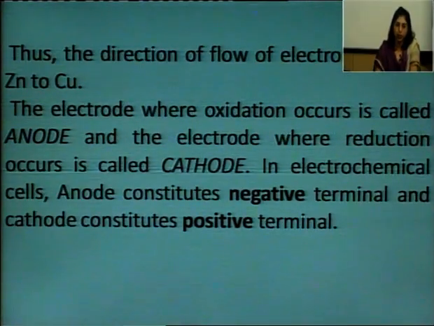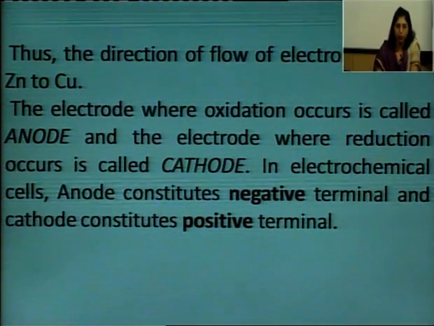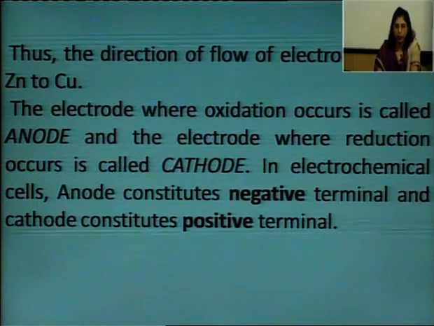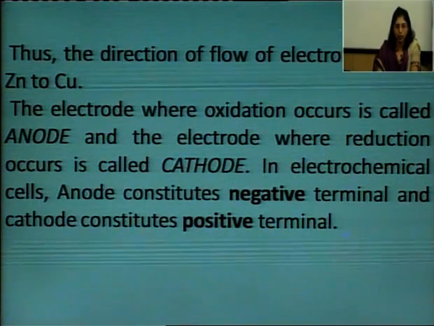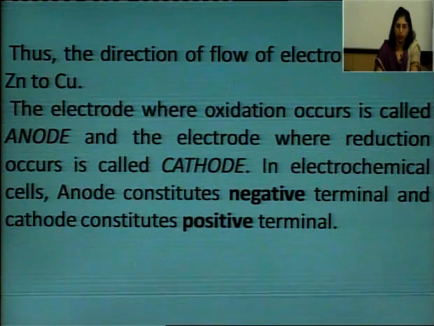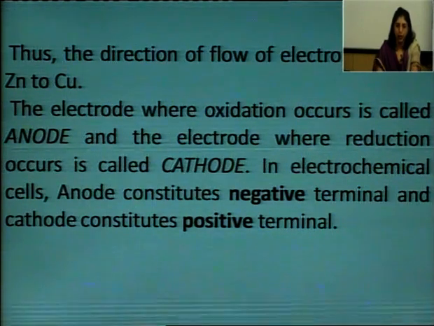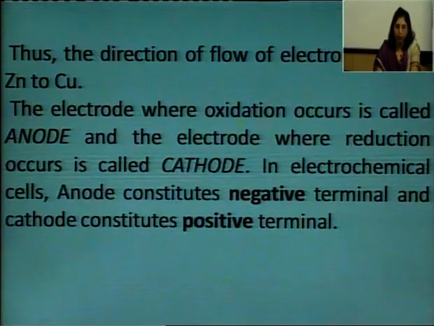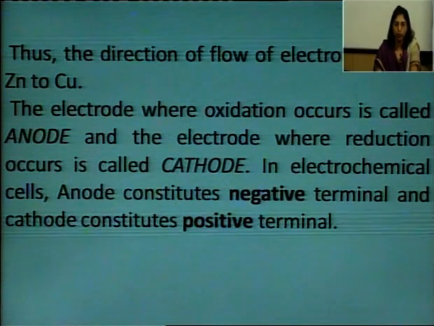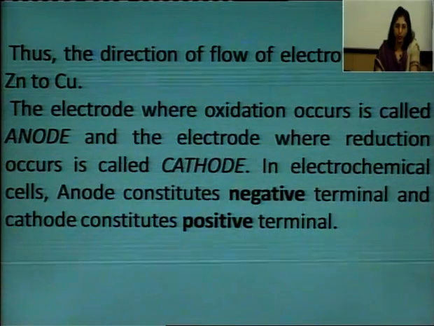The electrode where oxidation occurs is called the anode, and the electrode where reduction occurs is called the cathode. In an electrochemical cell, the anode constitutes the negative terminal and the cathode constitutes the positive terminal.